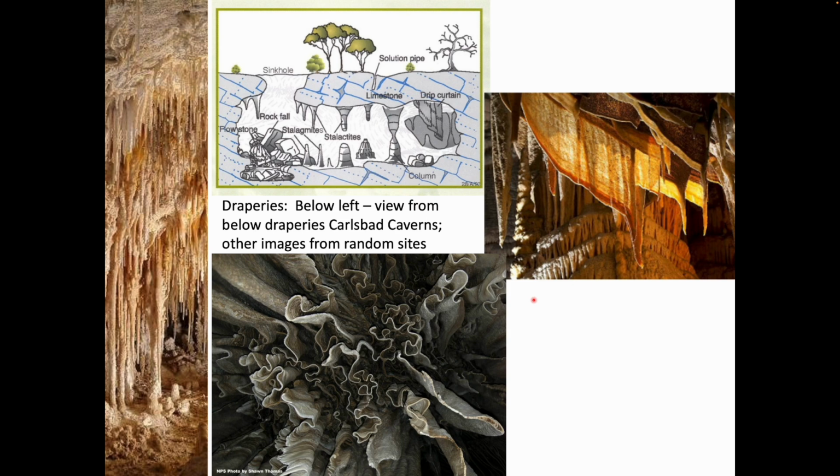Some of the other famous formations are called draperies, which are basically slanted stalactites. When you look up at them from below, you can see they tend to be kind of squiggly, but you can also shine light through them because calcite is not an opaque mineral. It allows light to pass through, and you get these beautiful draperies formed in some areas of caves.